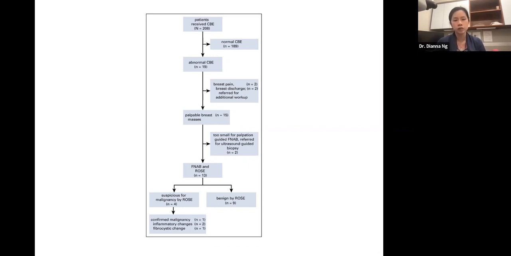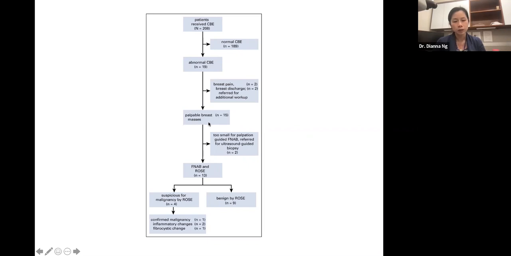So a team of nurses, oncologists, pathologists, medical students, and research coordinators were involved in the CBE and actually the entire workflow. So most of the women were found to have normal breast exam. A few, 19 women, were found to have abnormal clinical breast exams. And we excluded the women who had breast pain or discharge. They were referred for additional workup or follow-up.